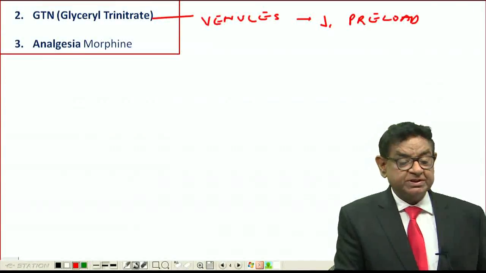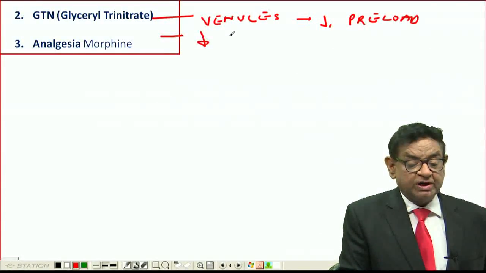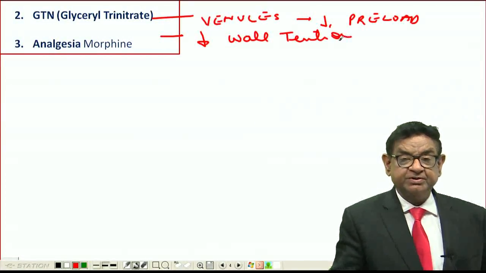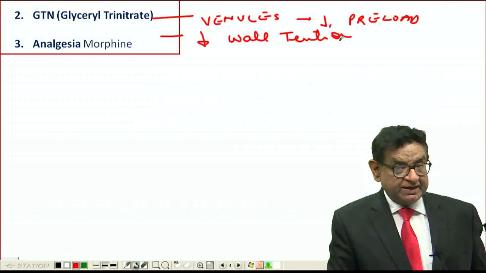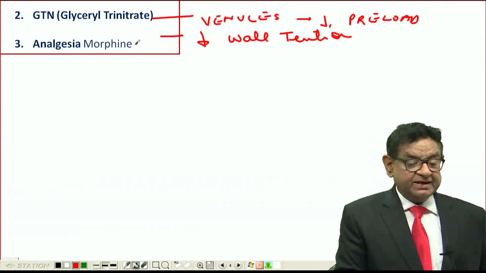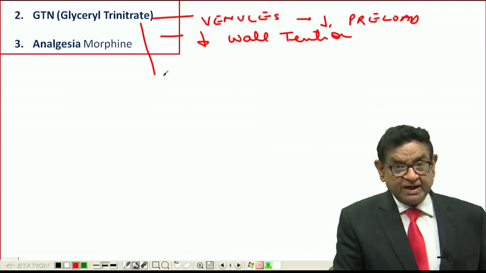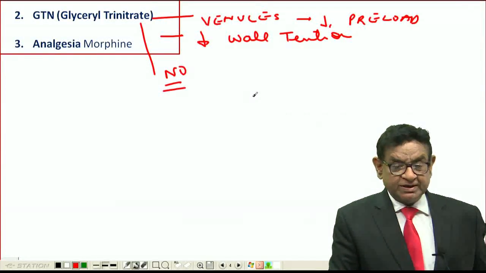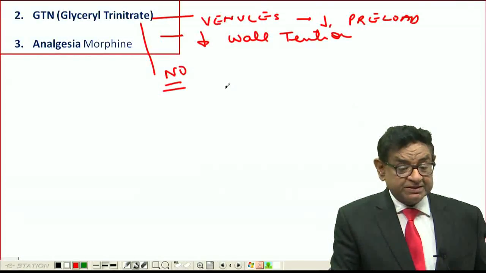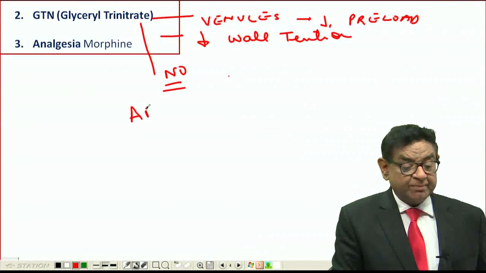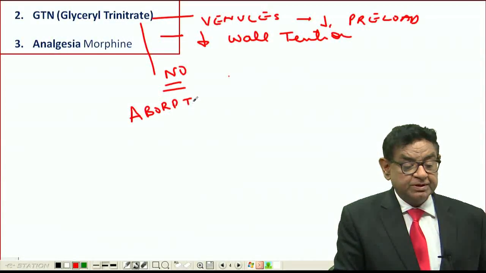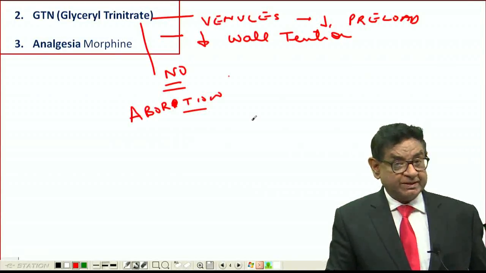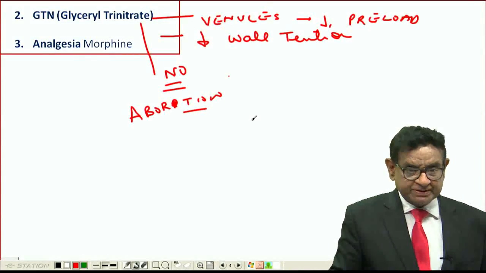Once the preload is reduced, this reduces wall tension. Myocardial wall tension is reduced, and that's how it really helps in angina. And the other method is it is a coronary vasodilator also, and this occurs due to nitric oxide release. So it has got double action, and remember, this is to be used for pain abortion. It's abortive for the chest pain, to be more precise.